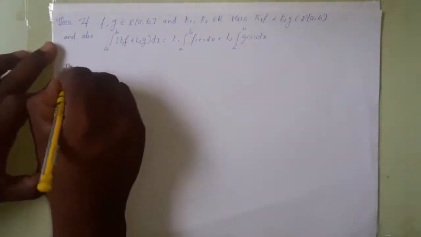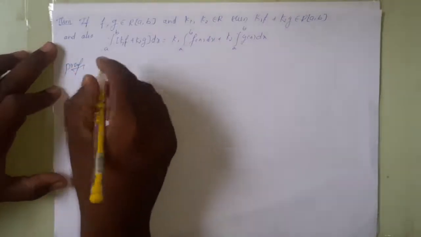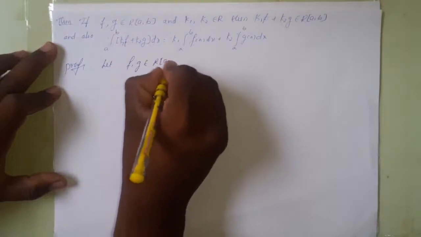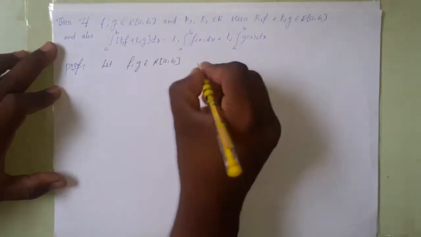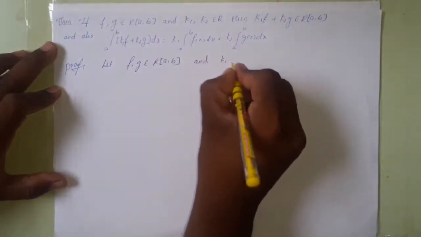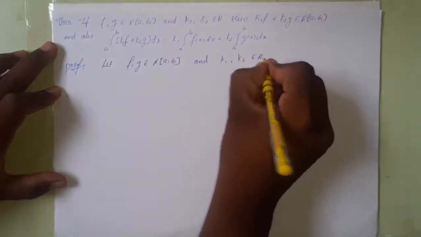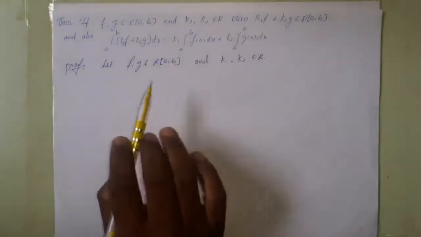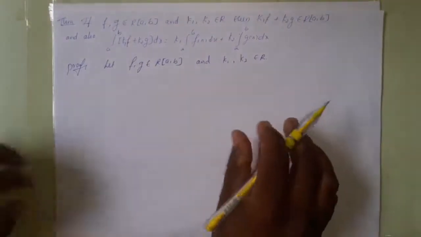Now, let us prove this one. Let f, g belong to R[a,b] and k1, k2 belong to R. So, let us consider the two integrable functions. They are given, f and g, and these two are the real numbers.